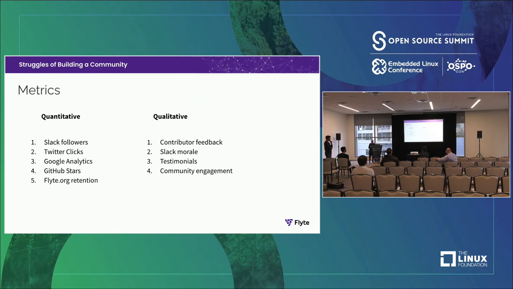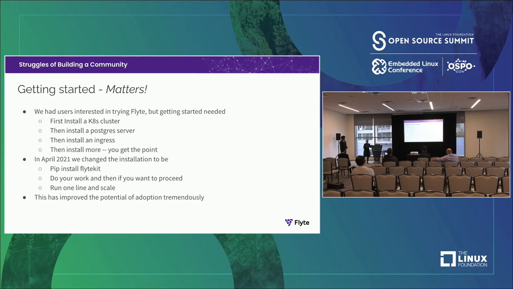All right. So to look at some improvements, we looked at some quantitative and qualitative metrics. Some of the numbers we could measure included the number of followers on Slack and Twitter, some detailed Google Analytics, GitHub stars was one of them, and user retention. Some other non-measurable metrics included contributor and customer feedback, morale on Slack, contributor and customer testimonials, and just general community engagement. But before we could go ahead with anything, we needed to do something about our getting started, which is what Ketan will talk to us about.